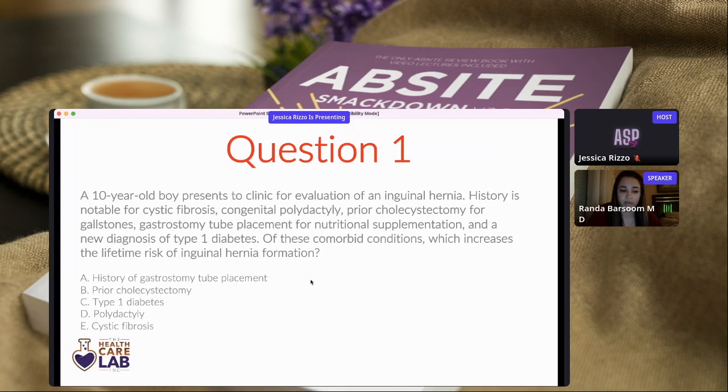So this kid's got a lot going on, but the most common thing for him in his case that would actually increase his inguinal hernia formation is cystic fibrosis. Next. Yeah, cystic fibrosis. Next.